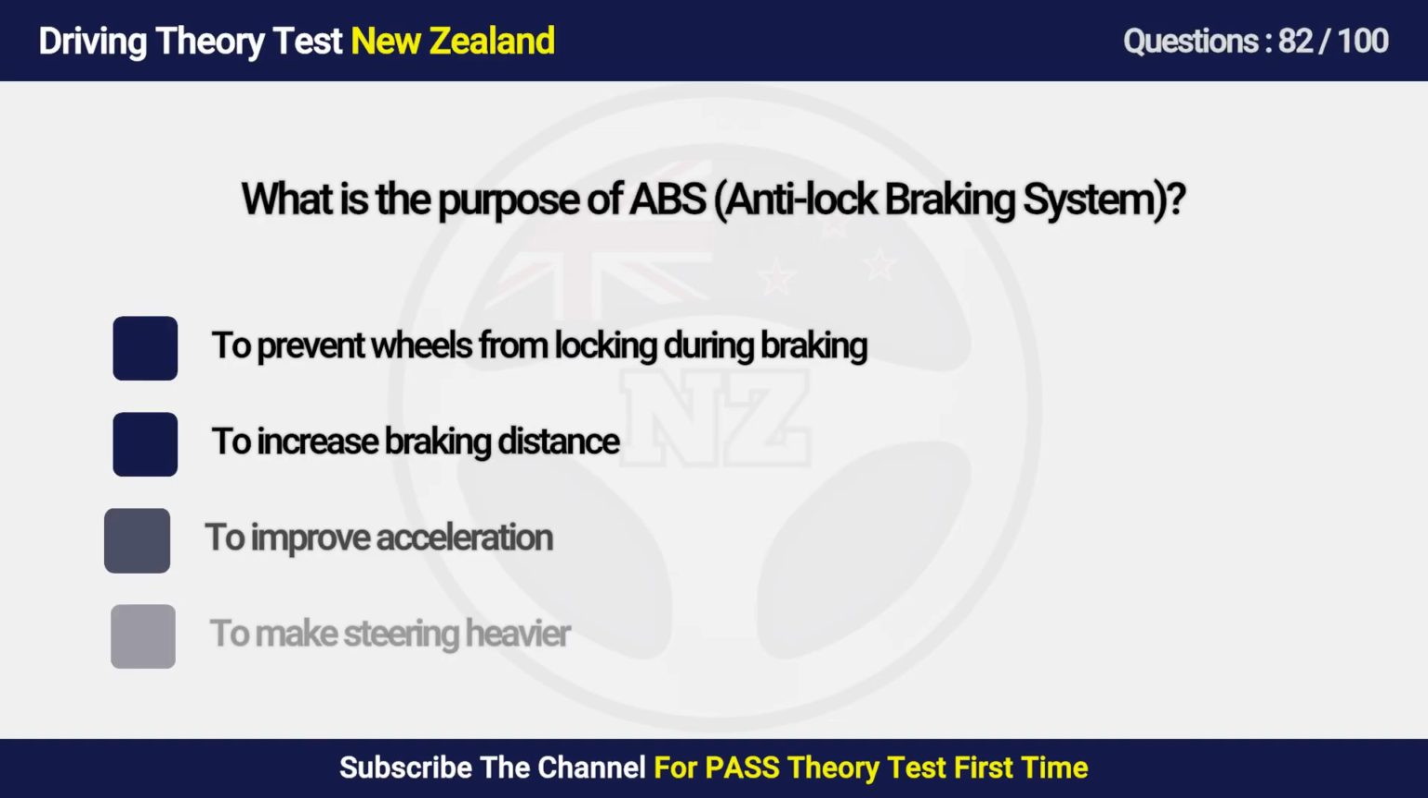Question 82. What is the purpose of the ABS braking system? A. To prevent wheels from locking during braking. B. To increase braking distance. C. To improve acceleration. D. To make steering heavier.